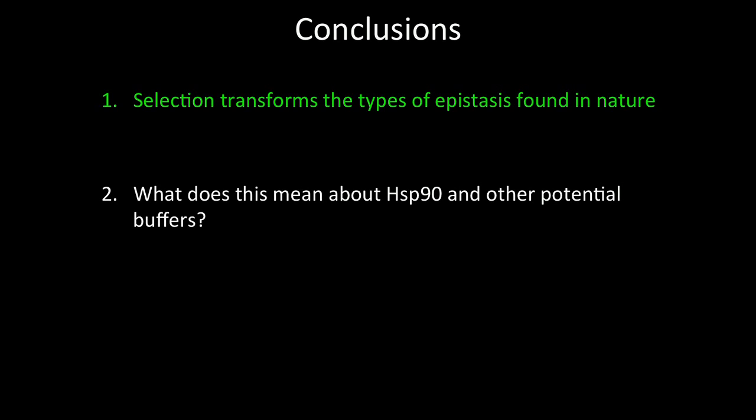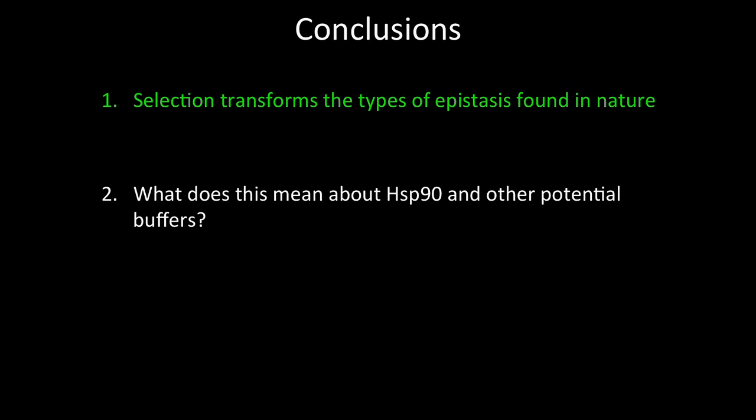And this calls into question whether other gene products, any gene products, can increase robustness to the effects of mutation, or whether it's always selection that's transforming patterns of epistasis and leaving this false impression of robustness in genomes. On the other hand, even if Hsp90 is not a buffer, it's still pretty interesting. It interacts with a lot of new mutations, modifying their effects. It interacts with standing genetic variation.